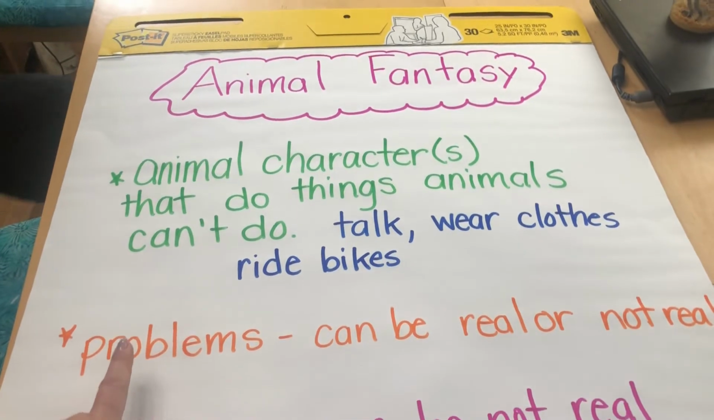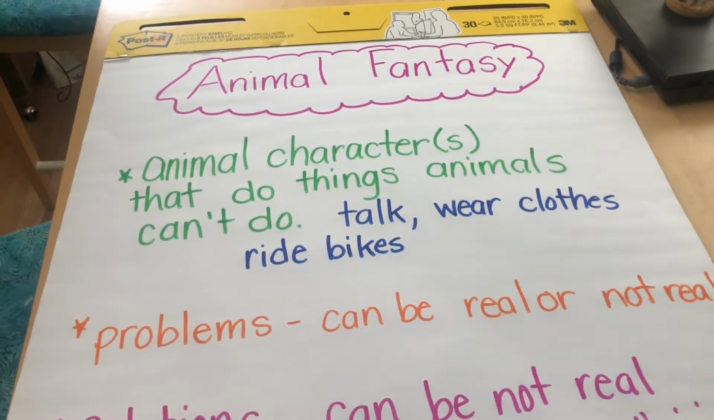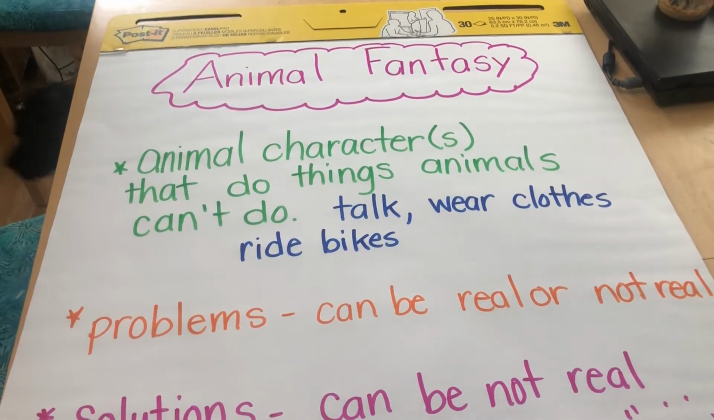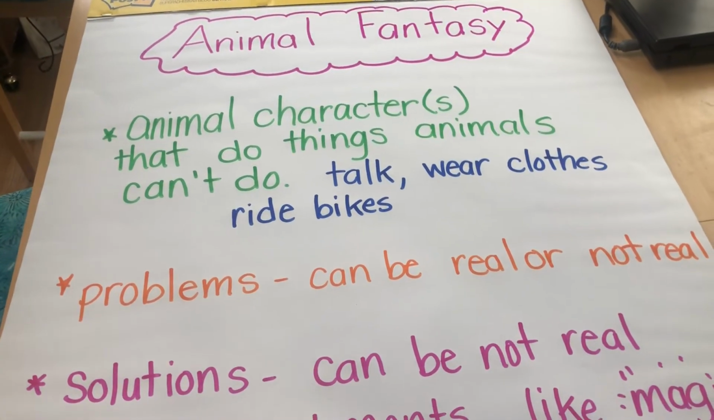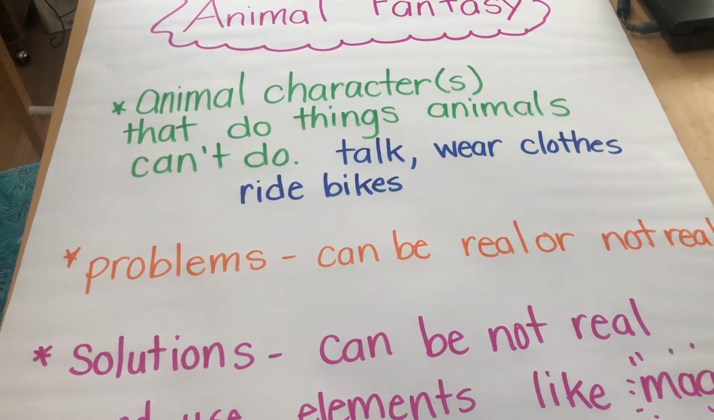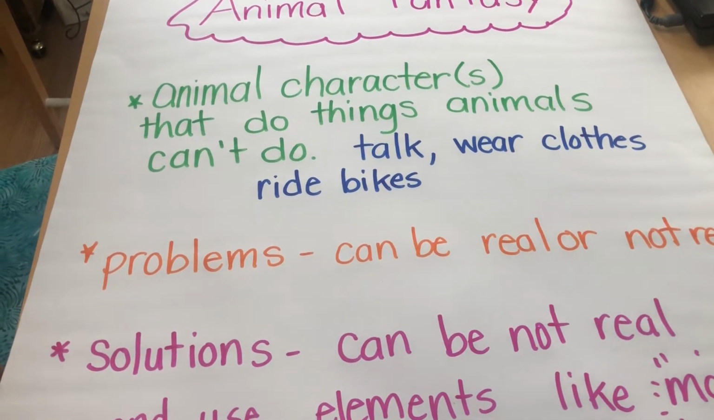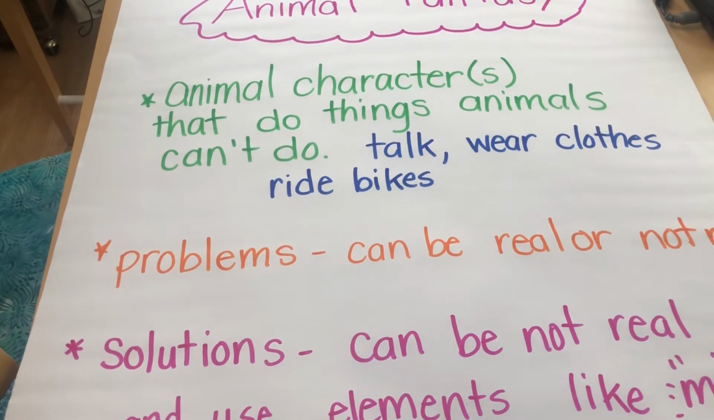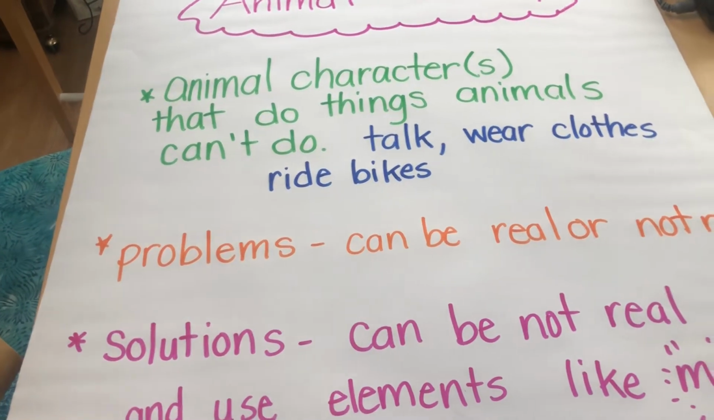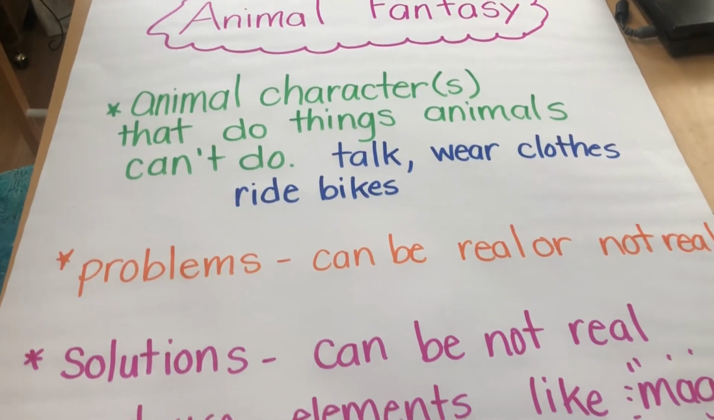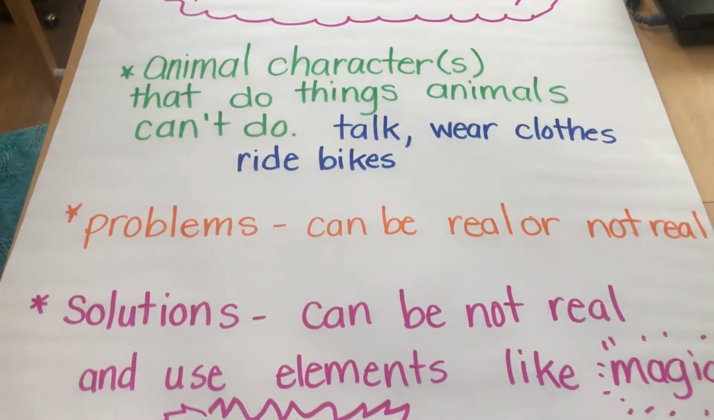Animal fantasy is when we have animal characters, or more than one character, that do things that animals can't do. You can have them talk in this story. You can have them wear clothes and ride bikes. Think about some of our stories that have been animal fantasies. Frog and Toad, animal fantasies. They talk, they plant a garden, they take walks, they have calendars.